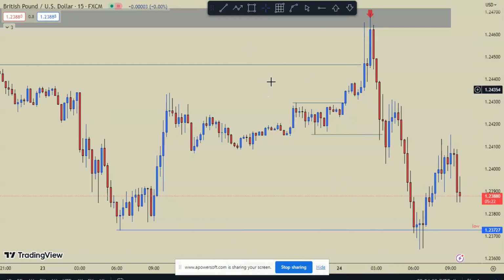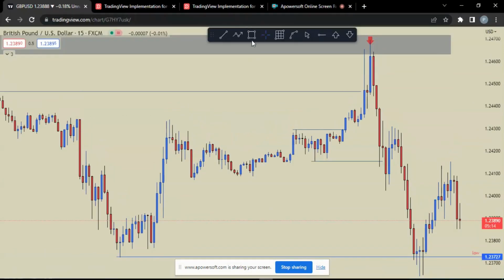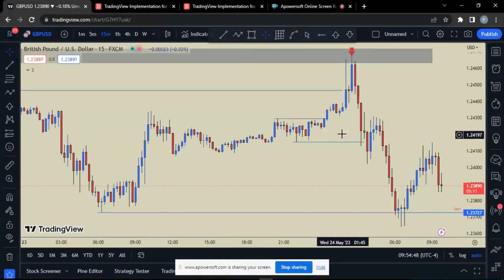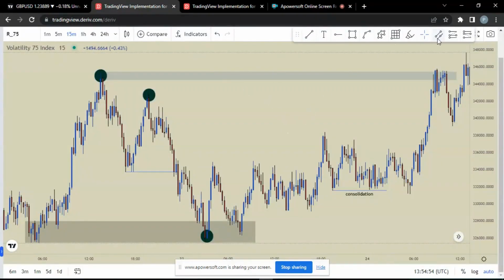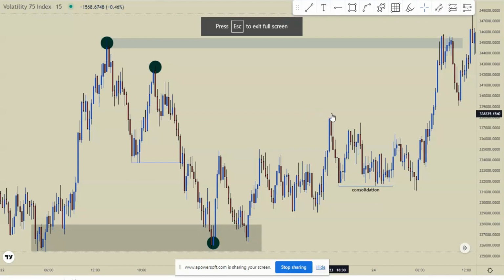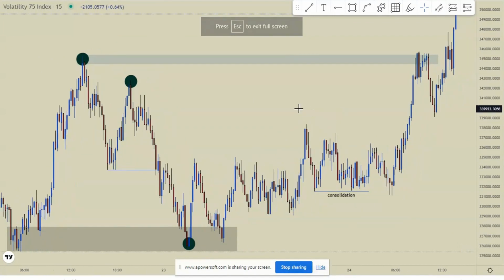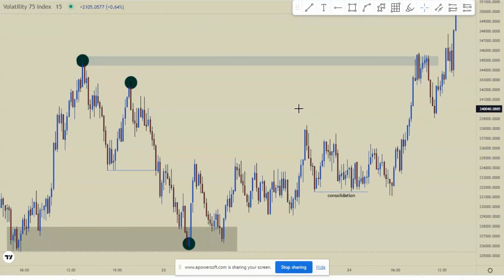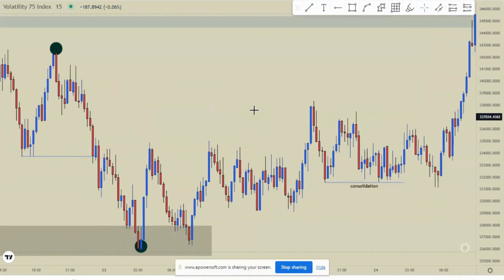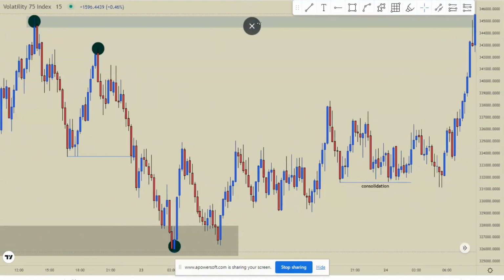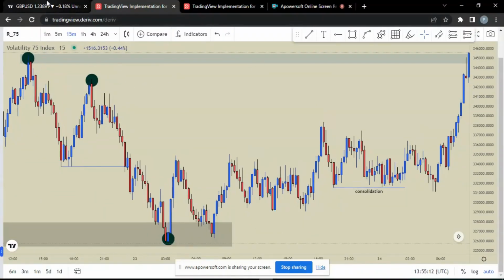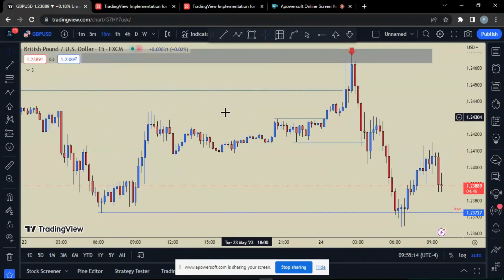Now I'm going to start with indicator based strategies. Oh, let me start with price action strategies. Now, price action, there are people who came up with models, whereby someone studies the chart. For instance, this one, I'm going to be moving back and forth. This is a chart of volatility 75, and this is a chart of GBP USD.